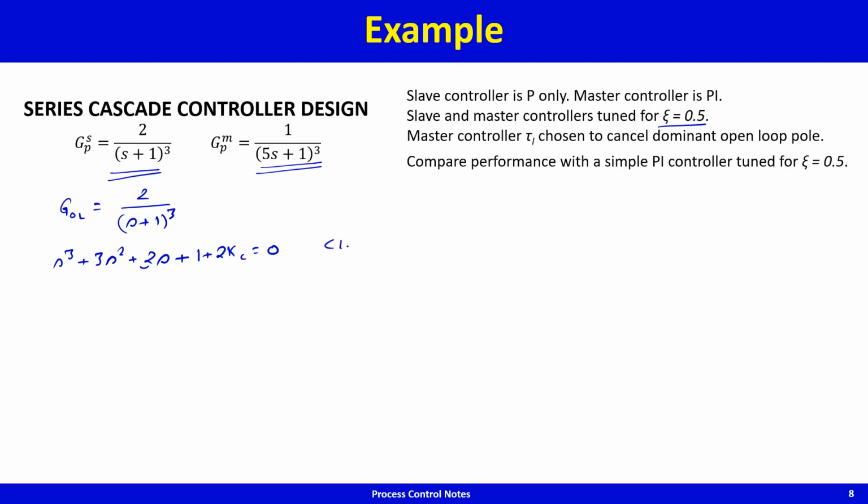So this is the closed loop characteristic equation for the slave loop. Okay, now that we have this, let me do it using the root locus technique. The root locus would look like this. You have 3 poles at s equal to -1. So this is what the root locus would look like for the slave loop.